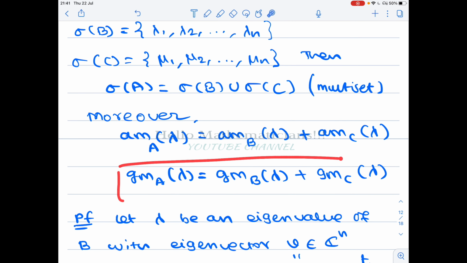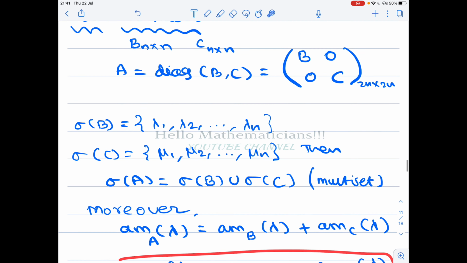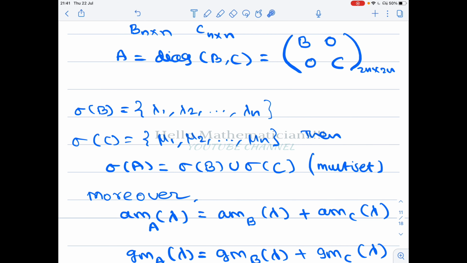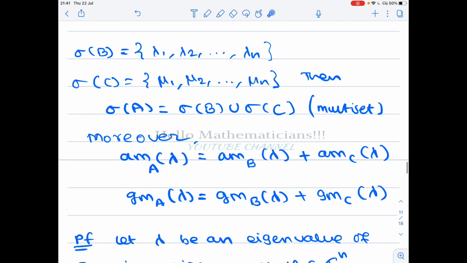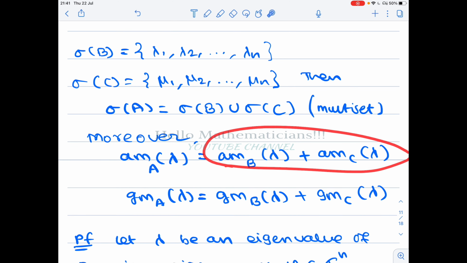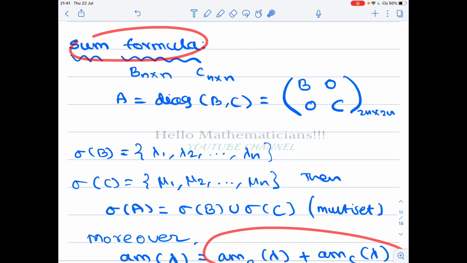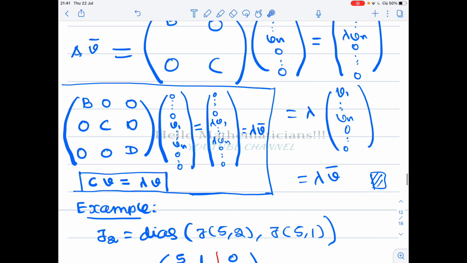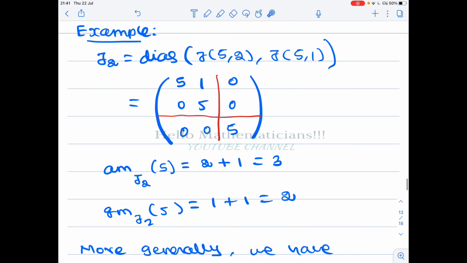Okay, so this is a very nice formula regarding block matrices, and it can be extended to k blocks also. You take any block matrix with k diagonal blocks, and this result still holds. Since we are summing the values corresponding to the blocks, this is called the sum formula. Okay, so let's continue. The proof, I explained using an example.